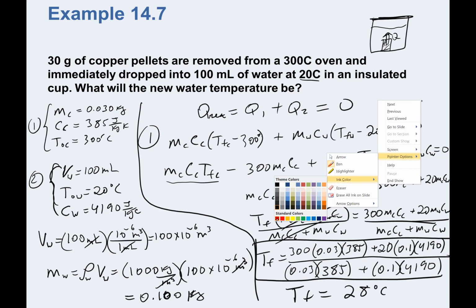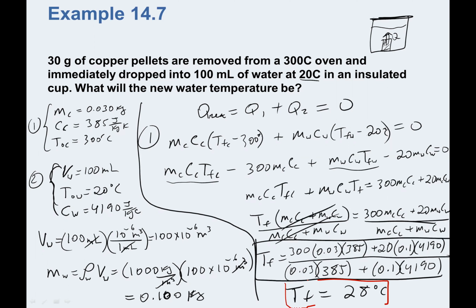And we can see we didn't have to worry about any type of phase change because at 28 degrees Celsius, the water is still water. And this Q2, which is the energy absorbed by water, only changed the temperature by about 8 degrees, whereas the copper pellet went from 300 to 28. So a much more significant change in temperature for the copper pellet. But anyway, this is how you would rearrange this type of equation and solve for the final temperature.